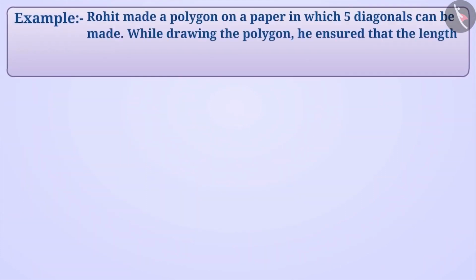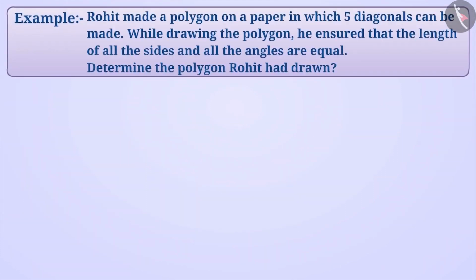Next example. Rohit made a polygon on a paper in which 5 diagonals can be made. While drawing the polygon, he ensured that the length of all sides and all the angles are equal. Determine the polygon Rohit had drawn.